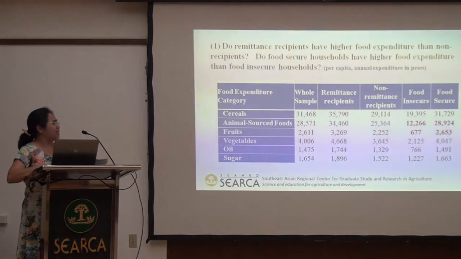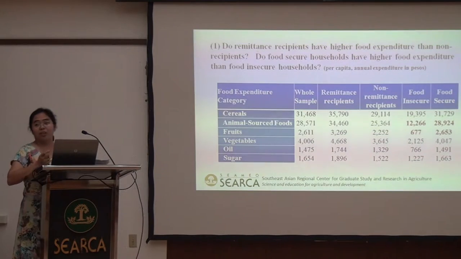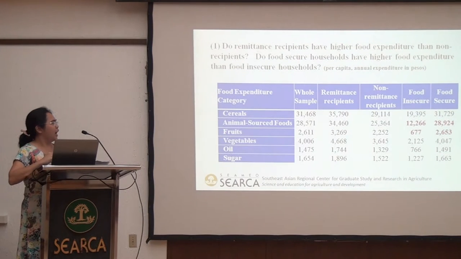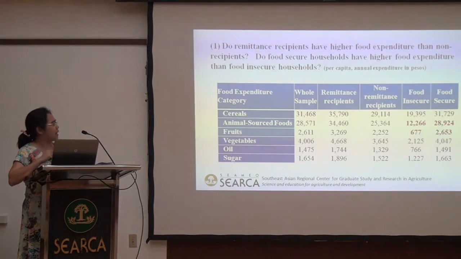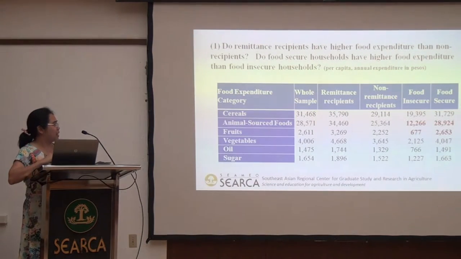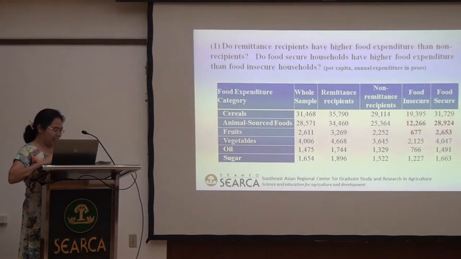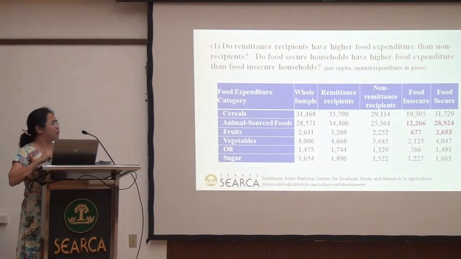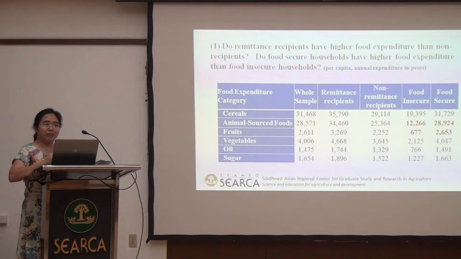Now, this is the per capita annual expenditure in peso. If we translate this on a per day basis and compare it with the standard, what will happen? For the food insecure, the per capita expenditure per day, per person, for animal source food is approximately 34 pesos per day. Now, what about for food secure? Per day, per person, about 80 pesos per day.